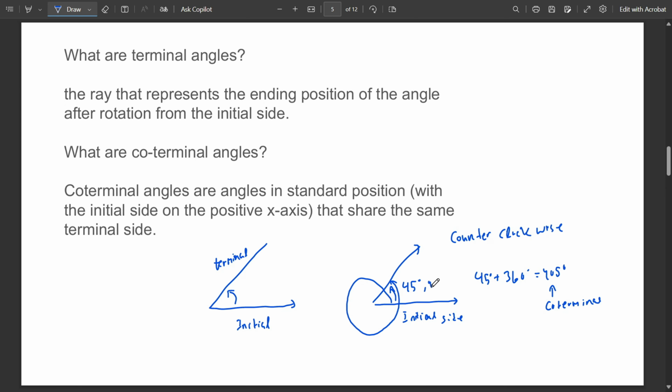And if we want to go in the clockwise direction, from here to here, we have 45 minus 360 degrees, which is negative 315 degrees. And this is a coterminal angle also. And so we can conclude that to find a coterminal angle, we just need to add 360 degrees or subtract 360 degrees. Well, that's basically it.